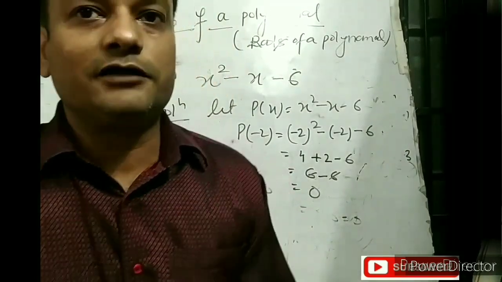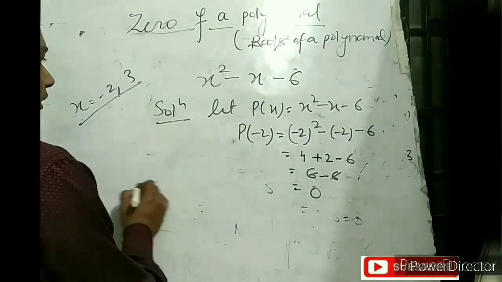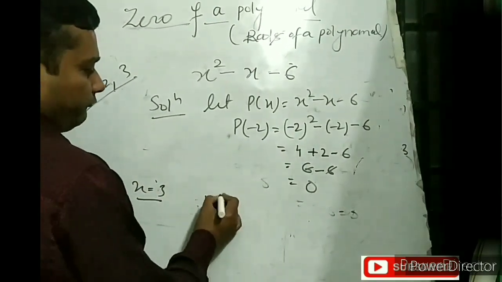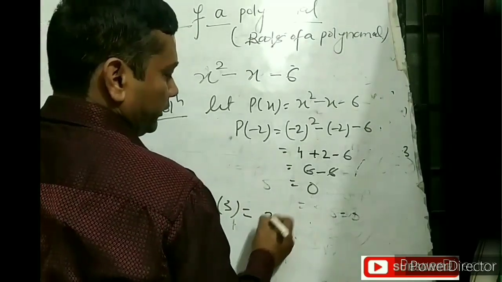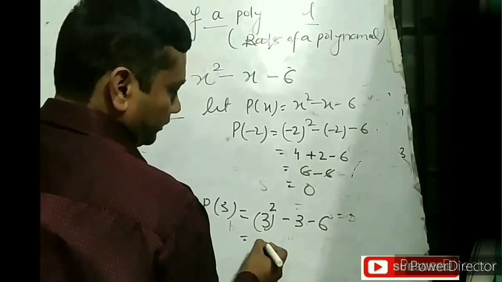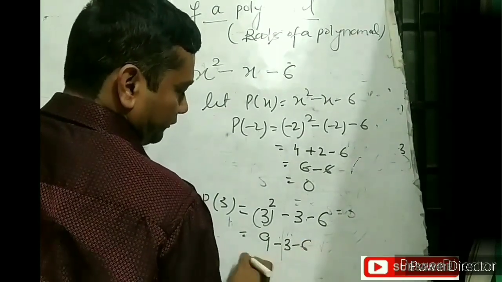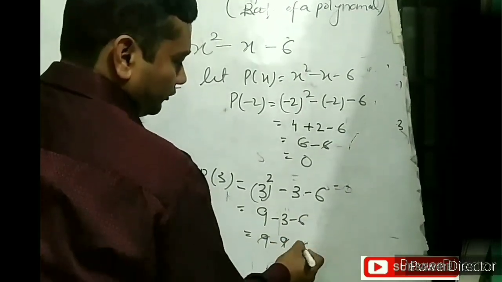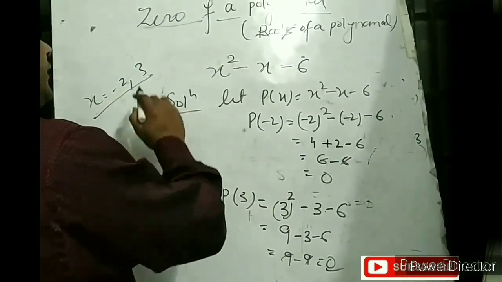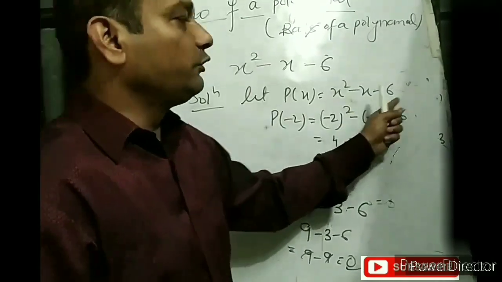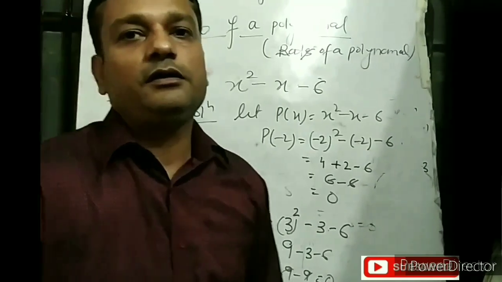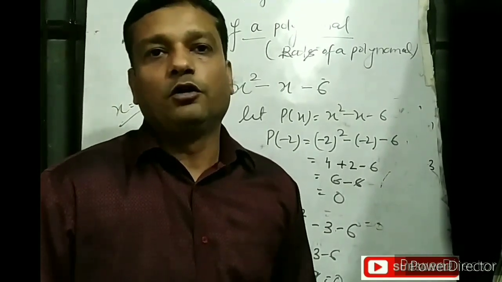Now let us check for the other number. For x is equal to 3, p of 3 is equal to 3 squared minus 3 minus 6. 9 minus 3 minus 6. 9 minus 9 is equal to 0. So also 0. So we see that by putting x is equal to minus 2 and 3, p(x) becomes equal to 0. It means minus 2 and 3 both are zeros of the polynomial.